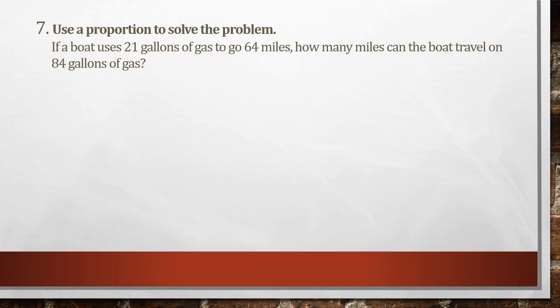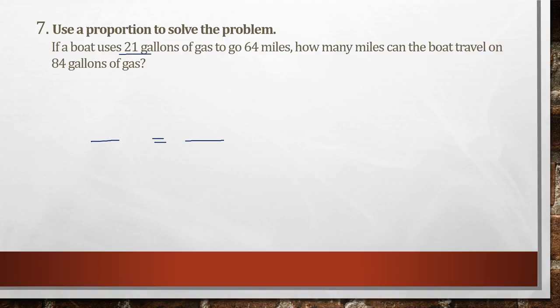This is number 7, and we have to use a proportion to solve the problem. So it says, if a boat uses 21 gallons of gas to go 64 miles, how many miles can the boat travel on 84 gallons of gas? Well, the hint is that we have to use proportions, and proportions look something like this. So now let's read it one more time and basically pick out the information that we are given.